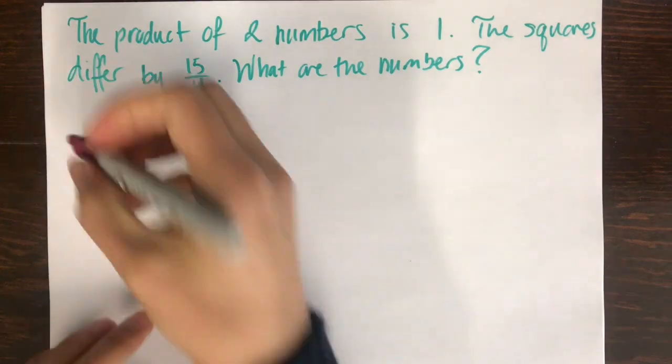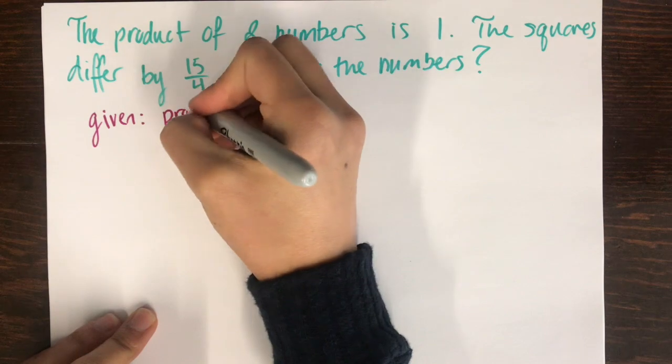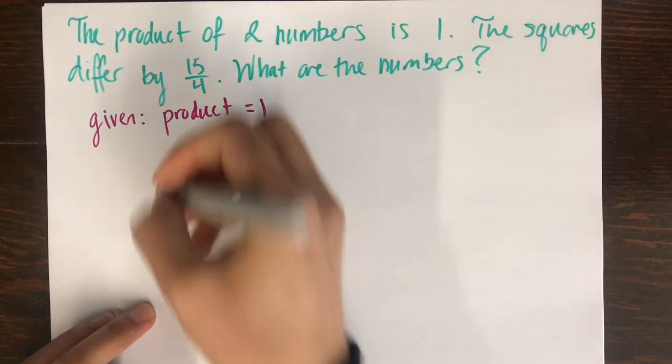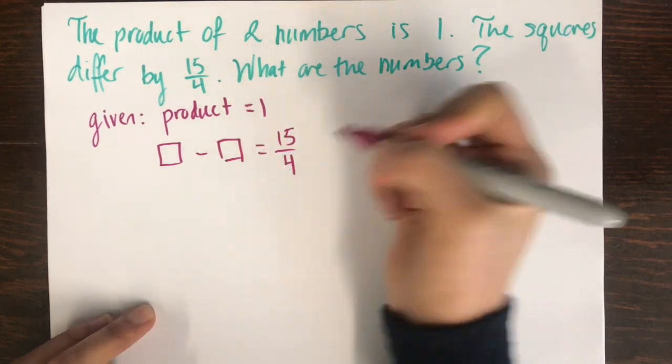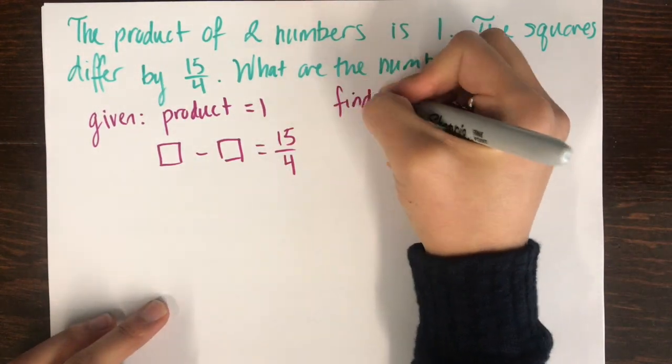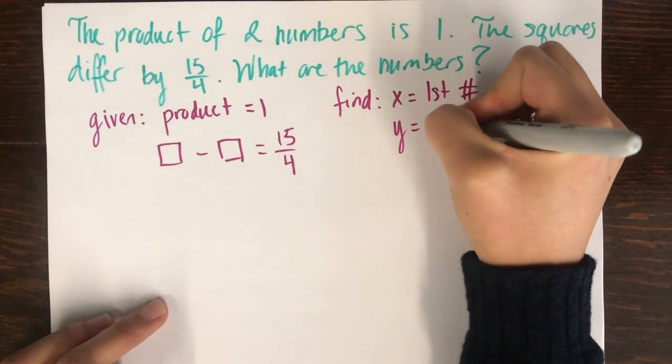Today we're doing a few word problems from 9-8. So this first problem, we have the product of two numbers is 1. So I'm going to write givens, product equals 1. And then also I know that the squares differ by 15/4, which means one square minus the other equals 15/4. That's what differ means.